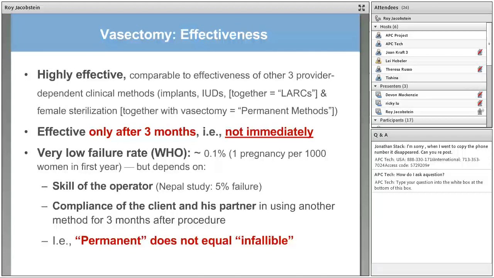And even then there can be a very occasional failure subsequently, so permanent and infallible are not the same, and no method is infallible.